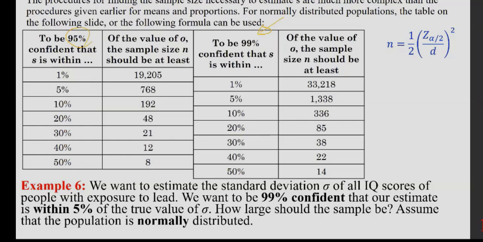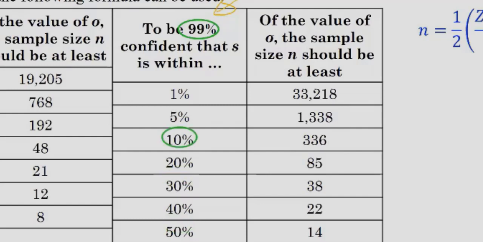So we want to be 99% confident. When you look at the two tables, right then and there, you have to go to the 99%, so not the first table, the second one. The next one says within 5%. Now, look at the table, come on down and look at 5%. All you have to do is look up those two values. And what is the answer in front of it?